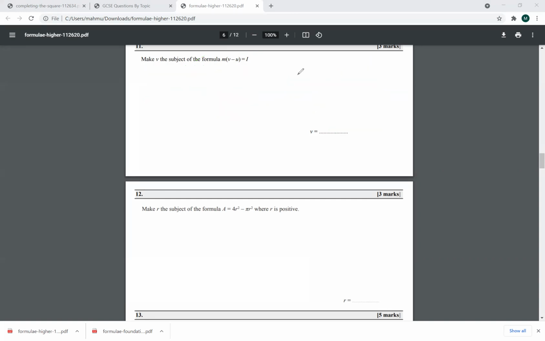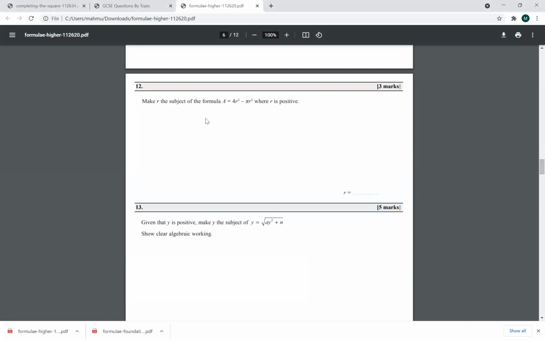Okay. Next one. Make R the subject. Now you are going to do it. R needs to be on its own. This is very tricky actually. Okay, we got 2 R's. So make R the subject of the formula where R is positive. I need to make it a positive. So you have to rearrange it first.